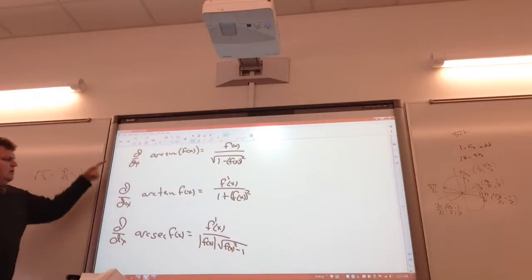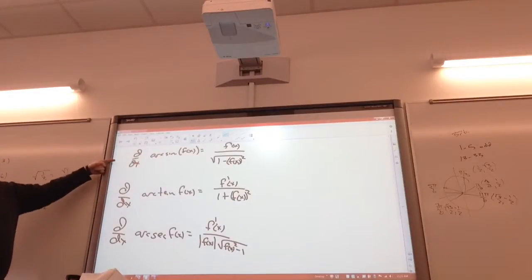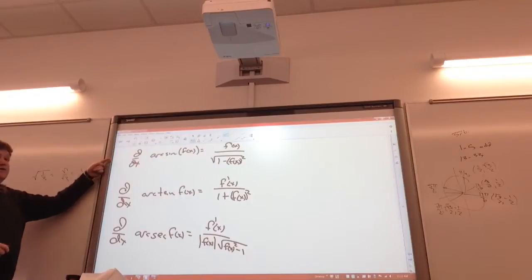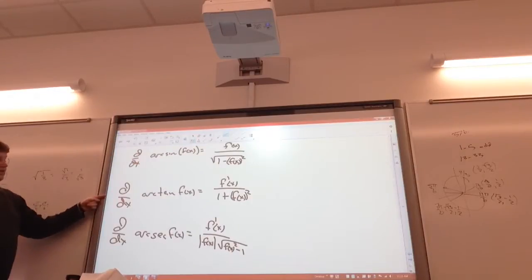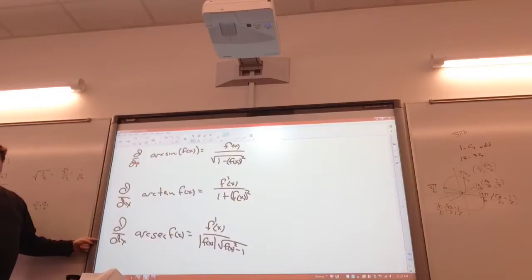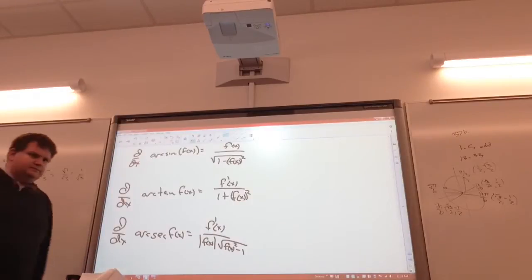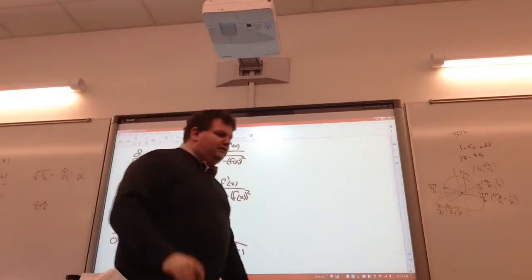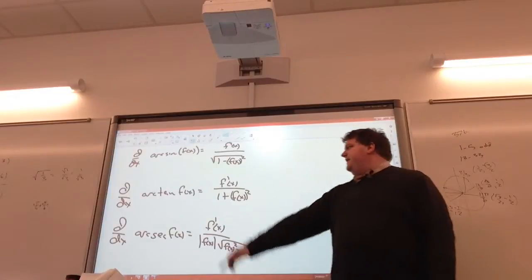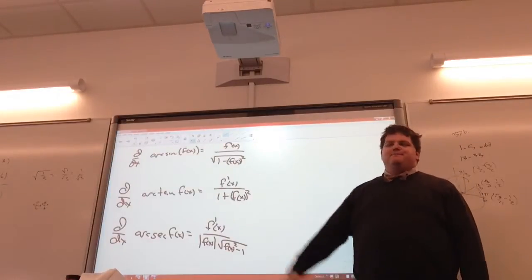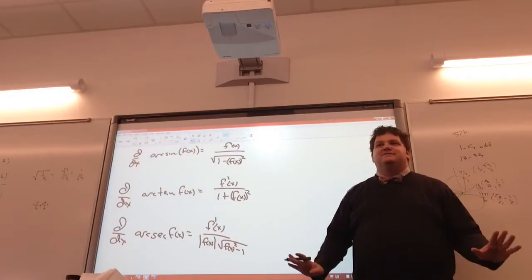All right. Here are the big three that we need to know for the arc functions: arc sine, arc tangent, arc secant. How come I'm not writing up the arc cosine, the arc cotangent, the arc cosecant? Same thing but negative. So don't worry too much about those. Also, these are the three that actually will appear on the AP. The other three probably will not.